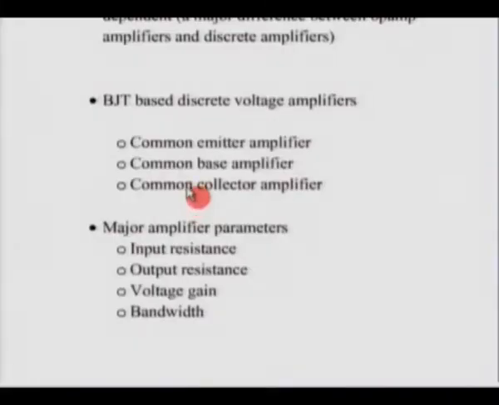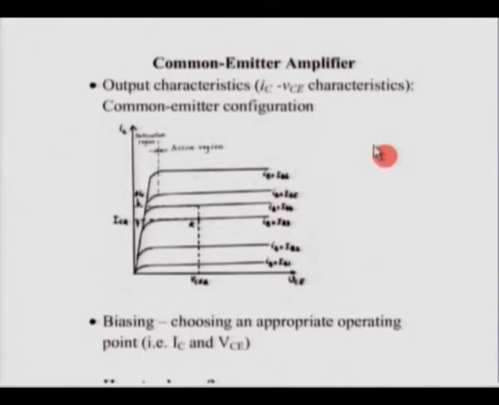In a common collector amplifier, the collector would be the common terminal and would be at AC ground potential. Input would be applied between base and collector, and the output would be taken between emitter and collector. Now, let us look at the common emitter amplifier in some detail.